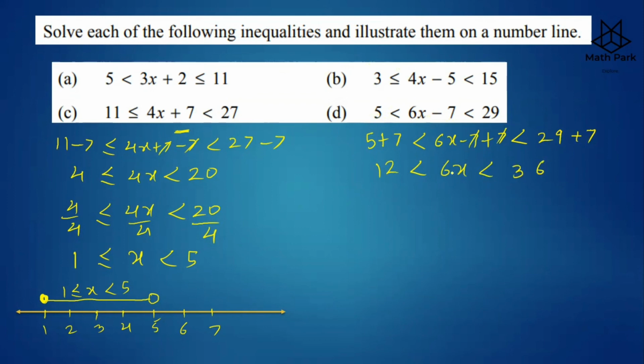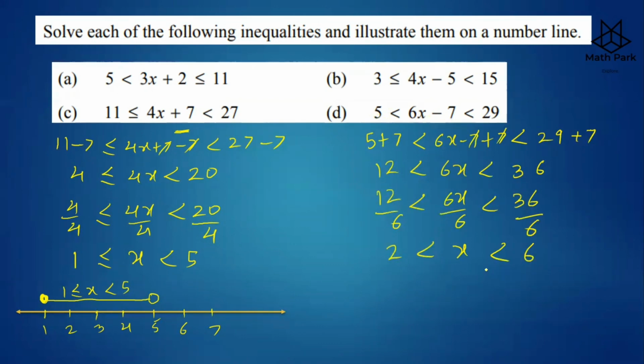Now we want to isolate x, so we'll be dividing by 6 over here. So 12 divided by 6 is less than 6x divided by 6 is less than 36 divided by 6. 12 divided by 6 is 2. 6x divided by 6 is x, less than 36 divided by 6 is 6.